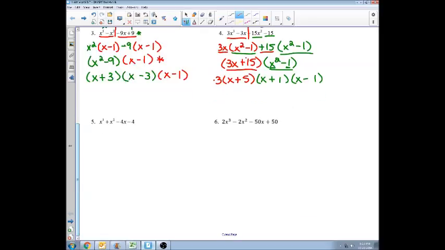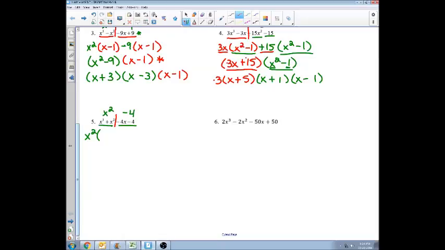I'm going to split this right down the middle. I'm going to look at these first two terms. What is the GCF between x to the third and x squared? Well, that would be x squared. What is the GCF between negative 4x and negative 4? Again, I want my x to be positive, so it would be negative 4, so I could make my x positive. All right. So now I'm going to write my first GCF out front, x squared.